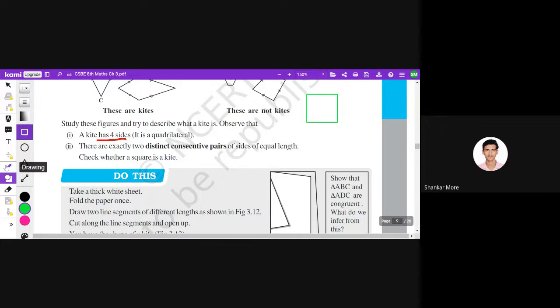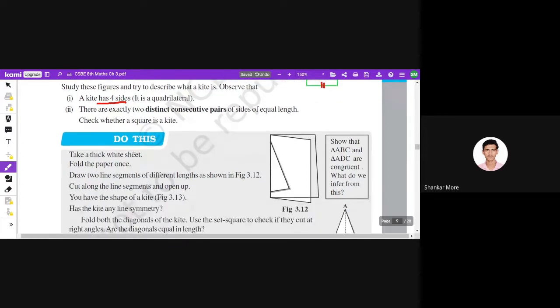How? Now see, if I say this side is equal to this side, and this side is equal to this side, right? So this is again fulfilling the criteria of a kite. So it is a kite.